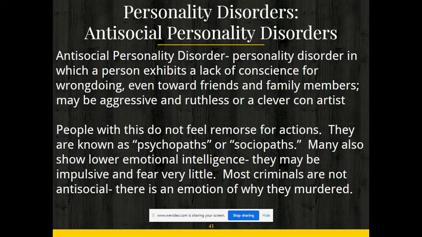So they can be ruthless and aggressive, but they're also usually a really good con artist who can fake you out and stuff. Like I said, no remorse. We call these people psychopaths or sociopaths.